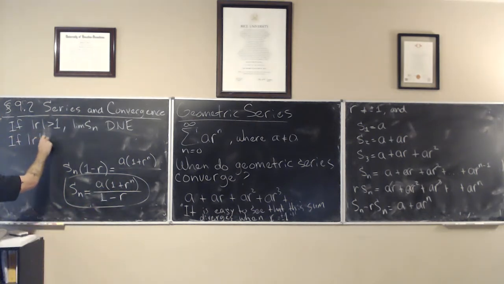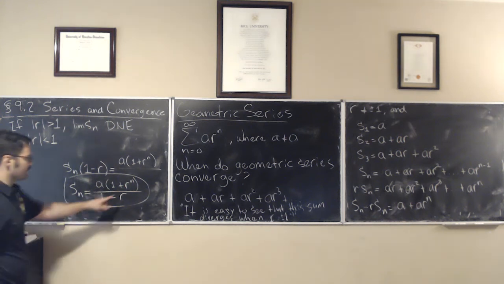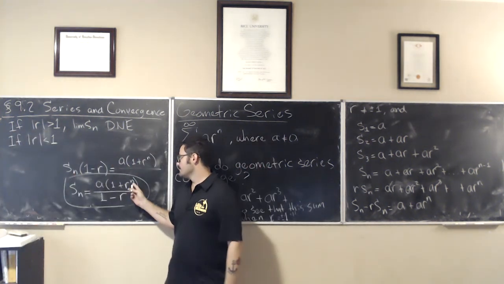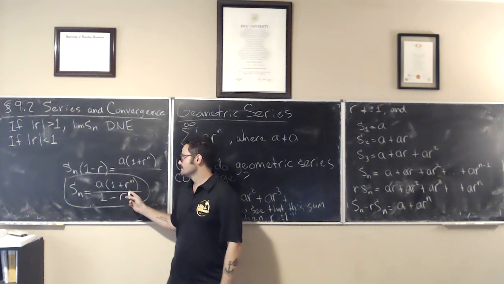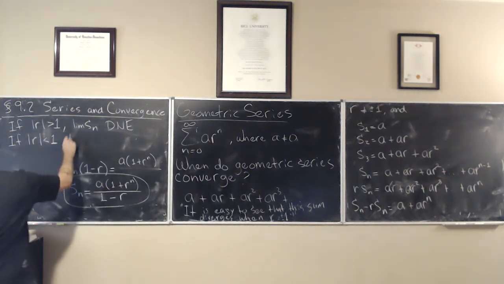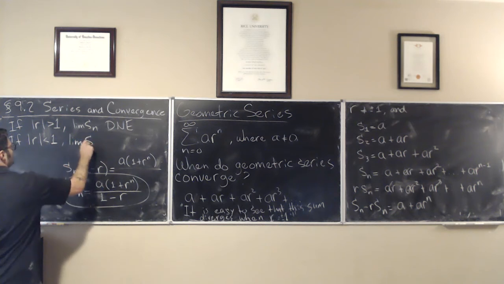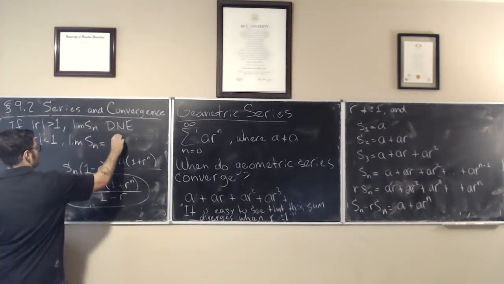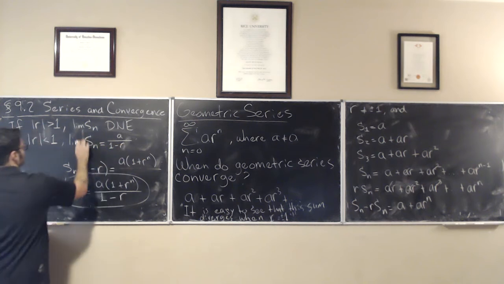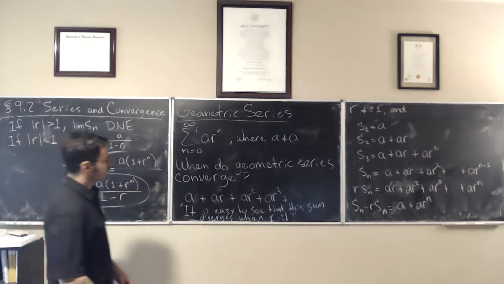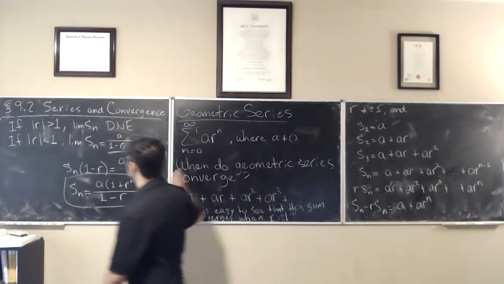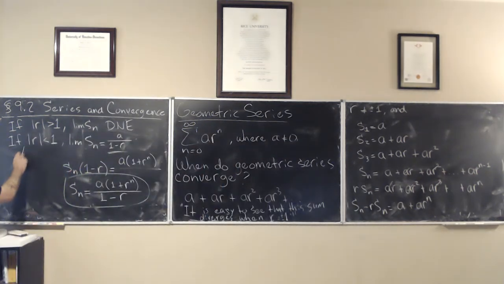If the absolute value is less than 1, so if that's like a ratio, like think about like a half or something like that, then this is going to go to 0, and you're left with a times 1 over 1 minus r. And there's the formula right there. So if r in absolute value is less than 1, that's our formula.